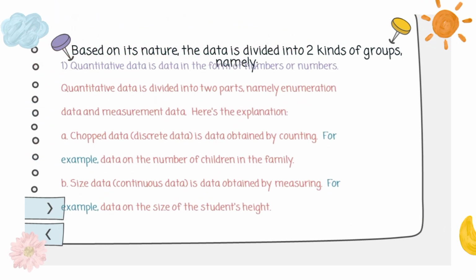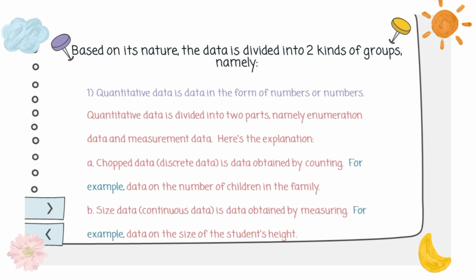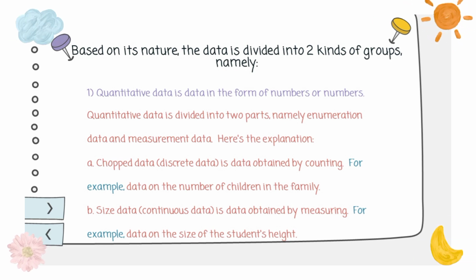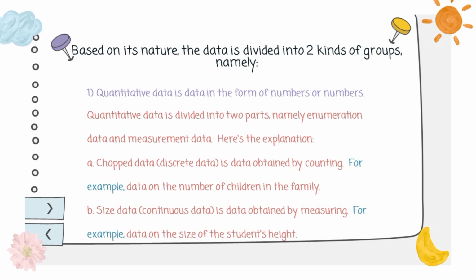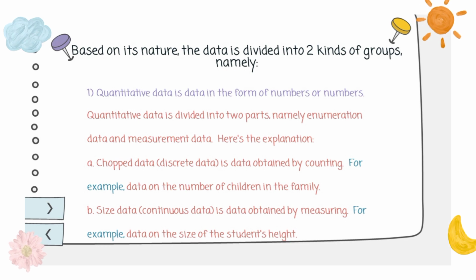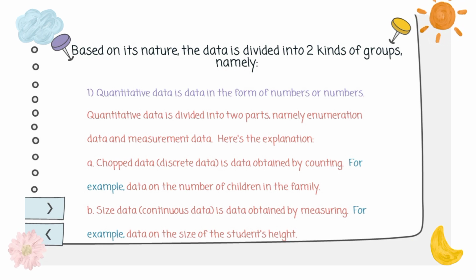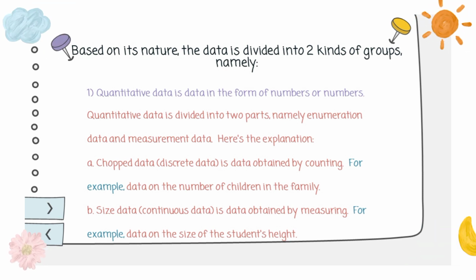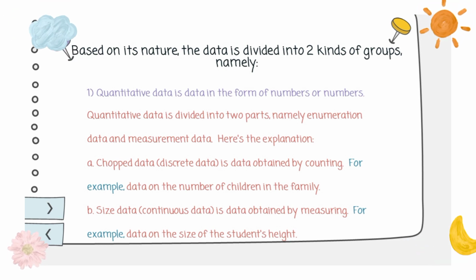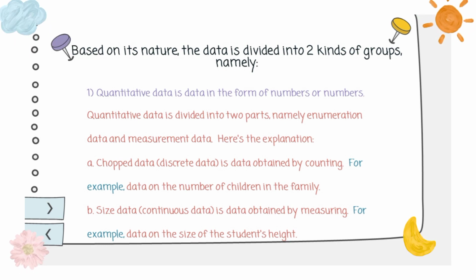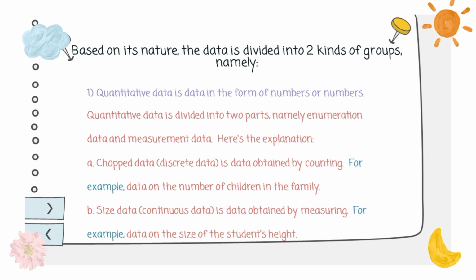So we're going to go to the first, quantitative. Quantitative data is data in the form of numbers. Quantitative data is divided into two parts, namely enumeration data and measurement data. Here's the explanation. First, enumeration data or discrete data is data obtained by counting, for example, data on the number of children in the family. And the second is measurement data or continuous data, which is data obtained by measuring, for example, data on the size of the students' height.